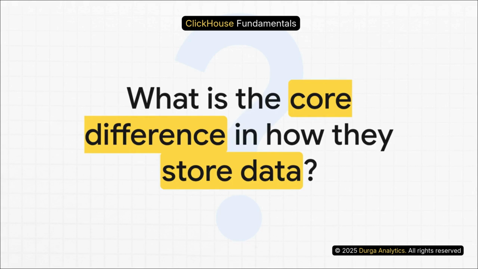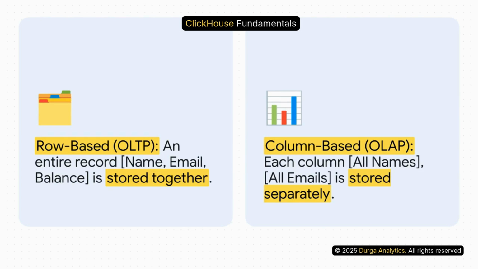This brings us to the single most important technical difference between these two worlds. How exactly does this difference in data storage work, and why on earth does it have such a massive impact on performance? This slide pretty much says it all. On the left, you've got your row-based OLTP system. An entire record, name, email, balance, is all stored together as one continuous block on the disk. To access the balance, you literally have to read past the name and email first.